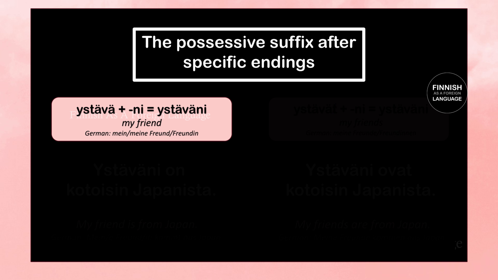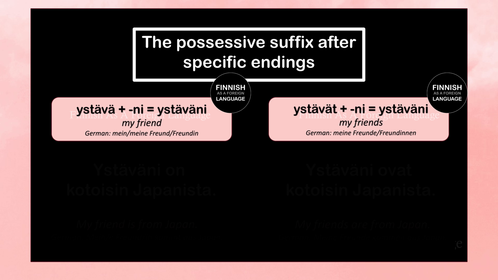My friend in Finnish is ystäväni. It's a combination of ystävä, which means friend, plus ni, which is the possessive suffix. Ystäväni, my friend. But now when I want to say my friends, then it looks a bit different. Friends in Finnish is ystävät. It's the nominative plural. Why do we use the nominative plural? Because here in my example, we want to talk about a specific amount of friends. And when I want to say my friends, then we also need the possessive suffix ni.